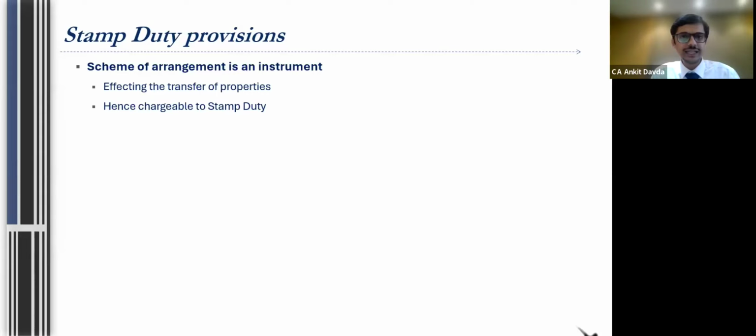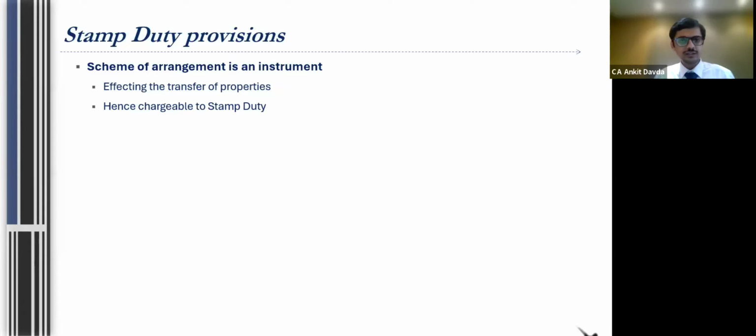So stamp duty law says that any instrument, meaning any agreement, when it is executed, there is a levy of stamp duty on such agreement. Like say, if you do a sale deed, we need to pay 5% stamp duty under the Maharashtra Stamp Act in India, in Mumbai, say for example.